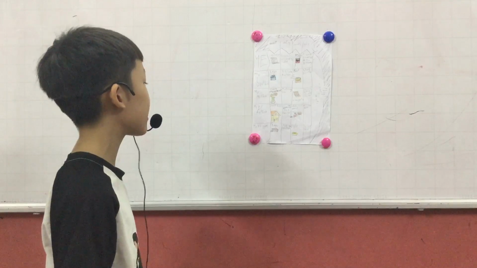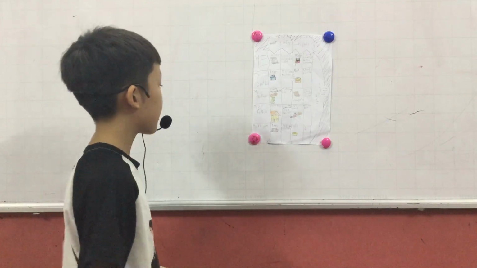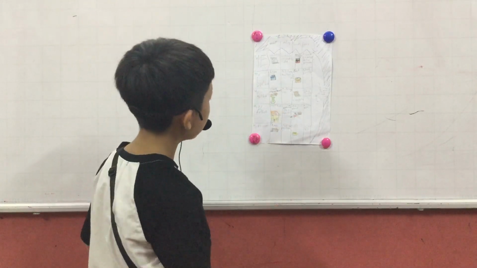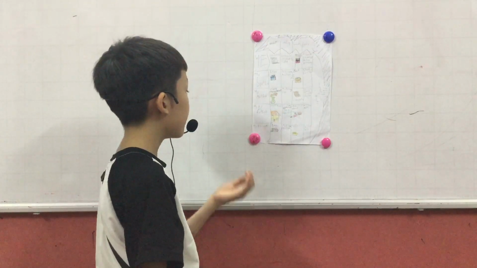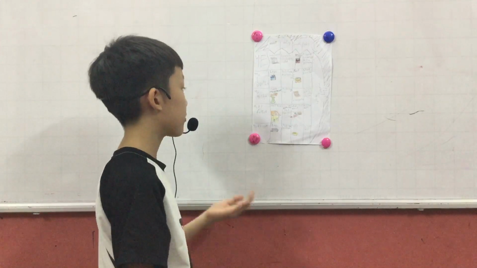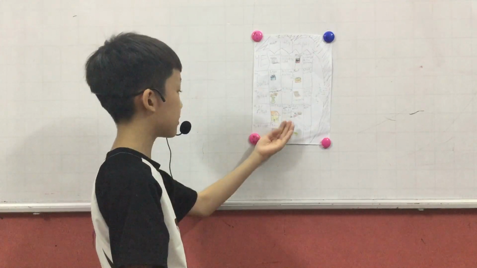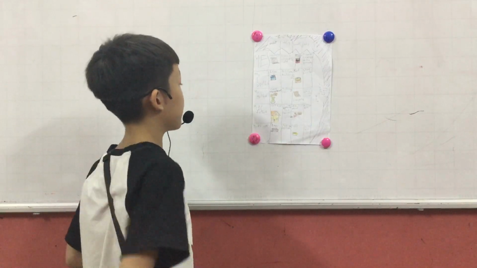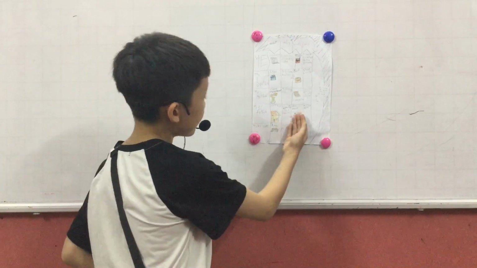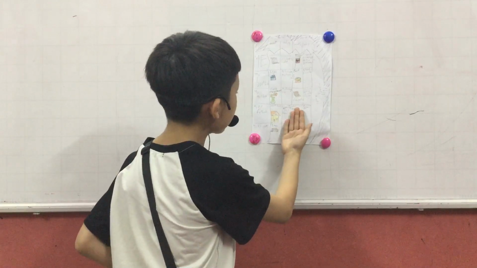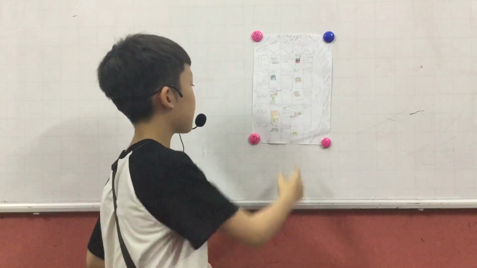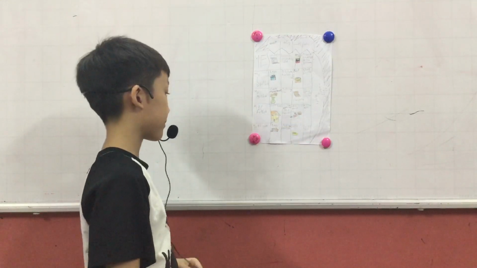Next is my father. My father wants a happy family. He doesn't want a quarrel in this family. Next is needs. He needs fruit and food because he needs to eat enough and stay healthy.